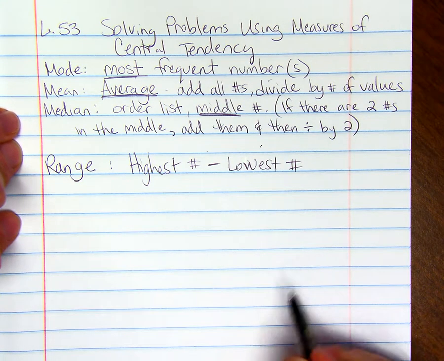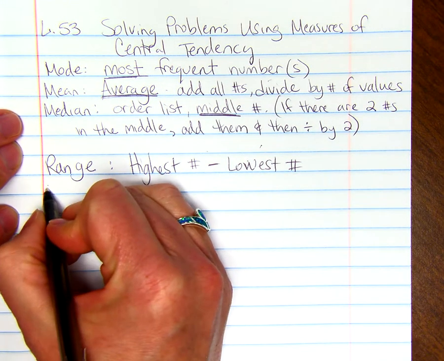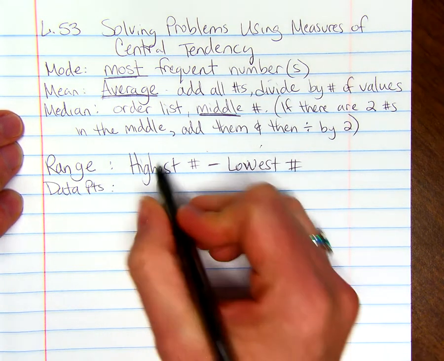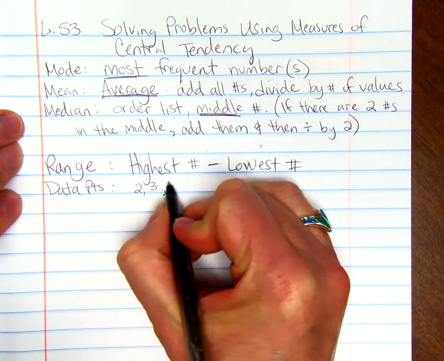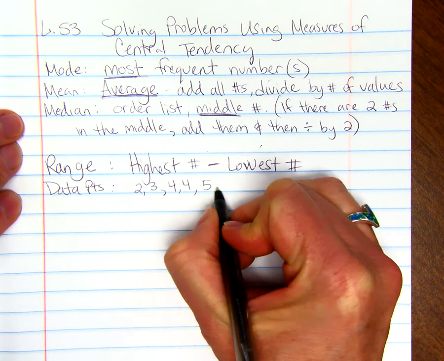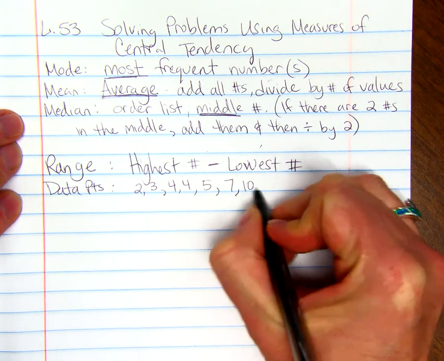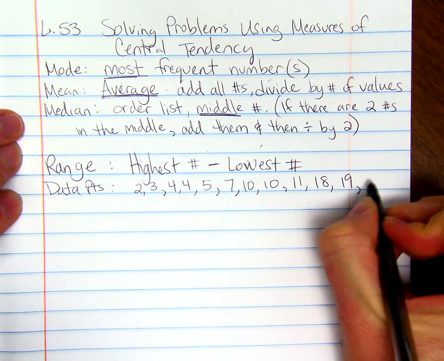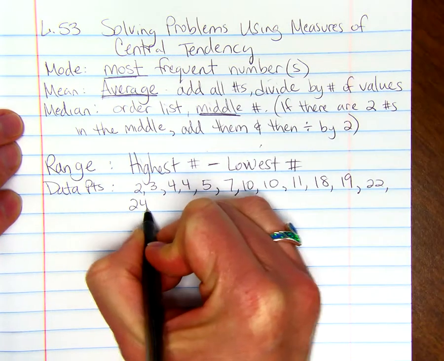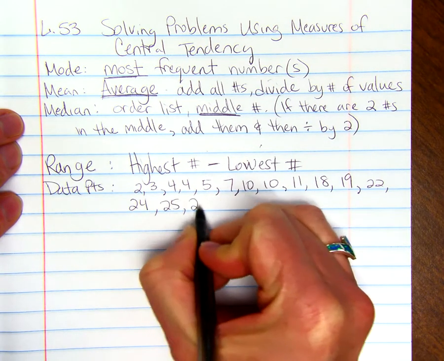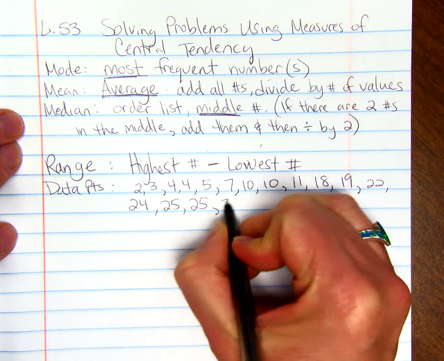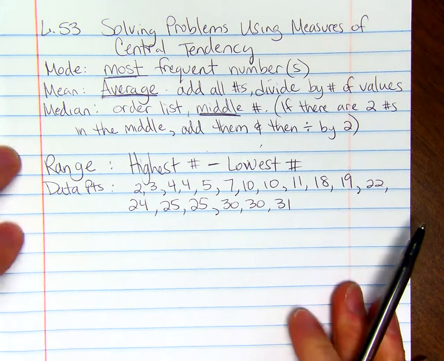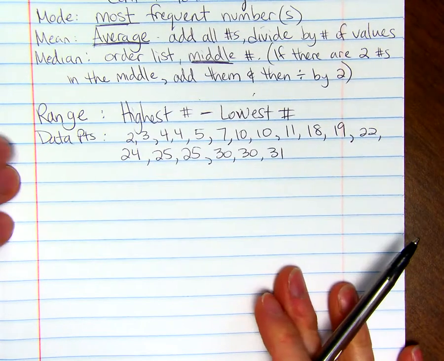So we're going to do an example using these data values. So here are the data points. We have a 2, a 3, 2 4s, a 5, a 7, 2 10s, 11, 18, 19, 22, a 24, 2 25s, 2 30s, and a 31. We're kind of lucky that these are all in order. That's really going to be helpful.